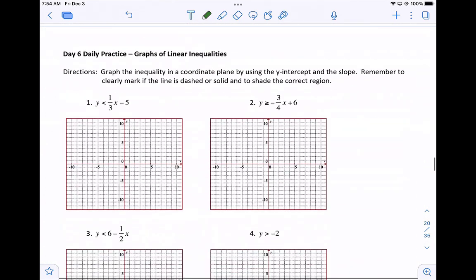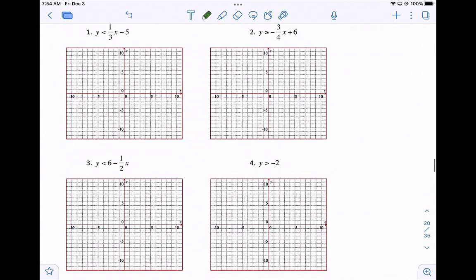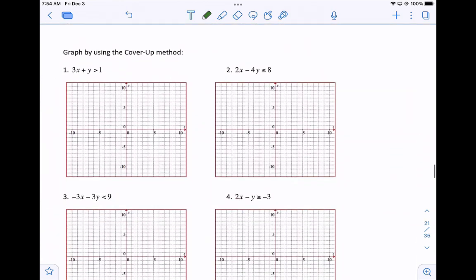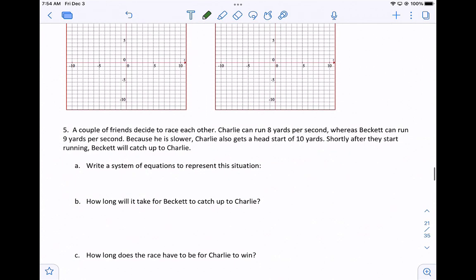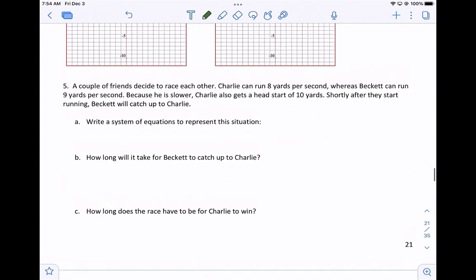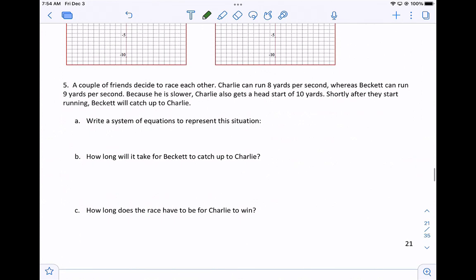So your assignment then is the next 2 pages. The first page, it's already solved for y, so you just use the slope and the y-intercept and solve. The second page, you can use the cover-up method, unless you like solving for y, and solve those as well. And then you have 1 word problem. So finish that for tomorrow, and we'll go over any questions.